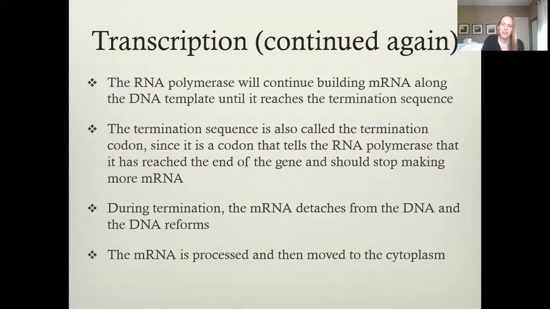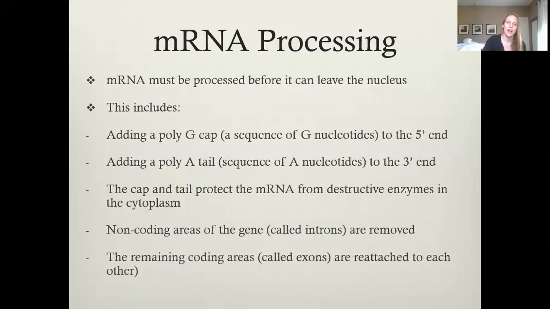After that, the mRNA will detach from the DNA. The DNA will close back up together, reforming the hydrogen bonds between the nitrogenous bases, and then the mRNA will be processed before moving to the cytoplasm. The processing part of this is essentially just getting the mRNA ready to leave the nucleus.